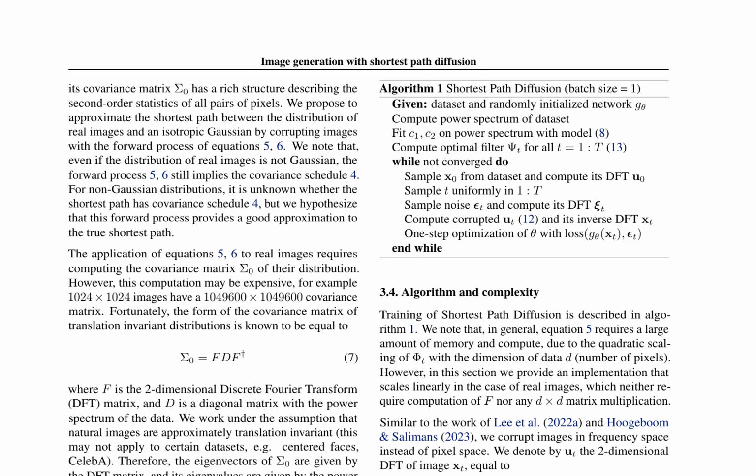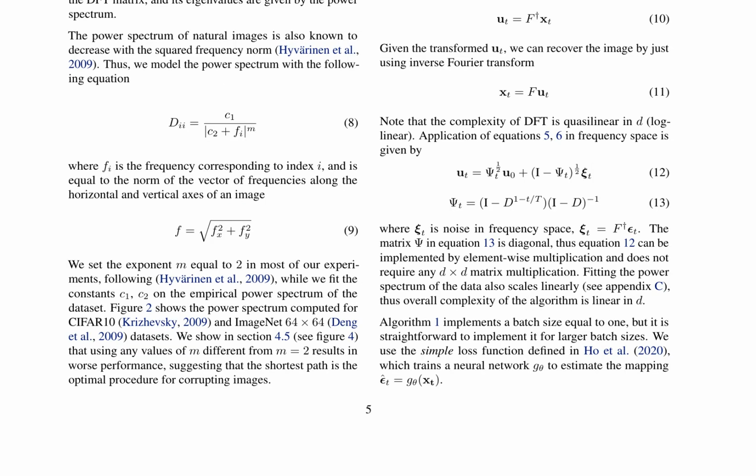To apply this approach to real images, the covariance matrix sigma-0 of the image distribution must be computed. However, this computation can be expensive for high-dimensional images. Fortunately, for translation invariant distributions, the covariance matrix can be expressed as sigma-0 equals FDF, where F is the two-dimensional discrete Fourier transform, DFT, matrix and D is a diagonal matrix with the power spectrum of the data. The eigenvectors of sigma-0 are given by the DFT matrix, and its eigenvalues are given by the power spectrum, which is known to decrease with the squared frequency norm.